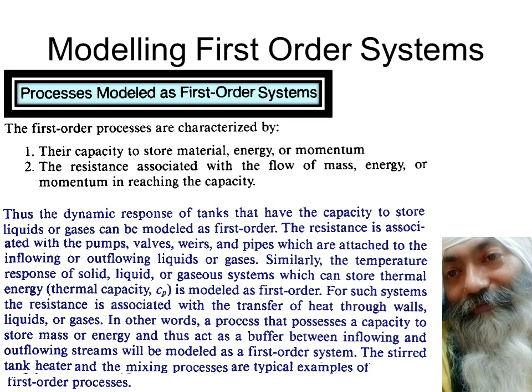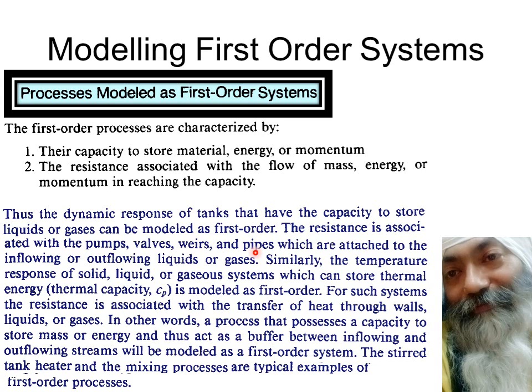As I said, wherever you see a tank, and wherever you see some resistance in terms of valve, in terms of weir, in terms of pipe, which gives the resistance to the flow, you can easily model it in terms of first order system.